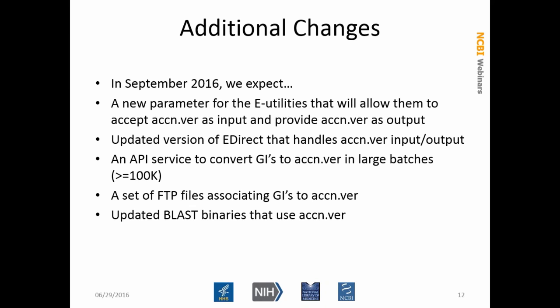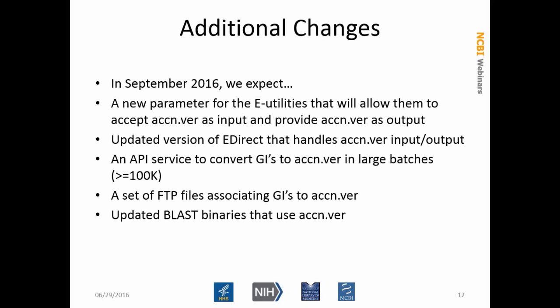We understand that in many cases what these kinds of changes would mean is that you will need to convert GIs to accession.versions. We are planning to offer a new service, again around September, that would be able to do this in large batches, and by large I mean around 100,000 or more at a time. So if you do have a large set of GIs and you just want to switch them over to accession.version, we are going to have a service available for you to do that. In addition, we plan to have some FTP files that would have the entire set of GIs and associate the correct accession.version with each GI. Those are fairly large files. They'd be available by FTP.